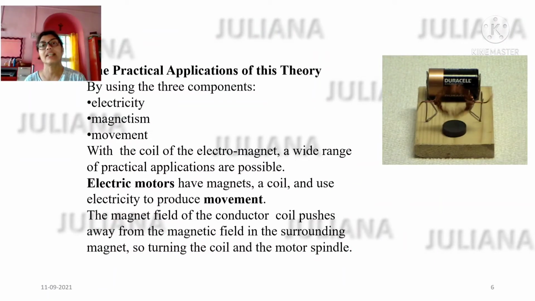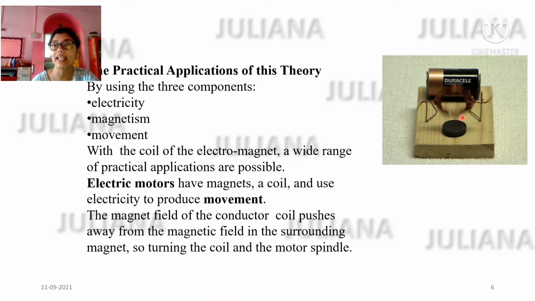What is the practical application of this theory? The motor theory and this left-hand rule. By using the three components here, that is electricity, magnetism, and the movement, that is the motor effect, with the help of a coil of the electromagnet, a wide range of practical applications become possible. Electric motors have magnets, a coil, and use electricity in order to produce movement.